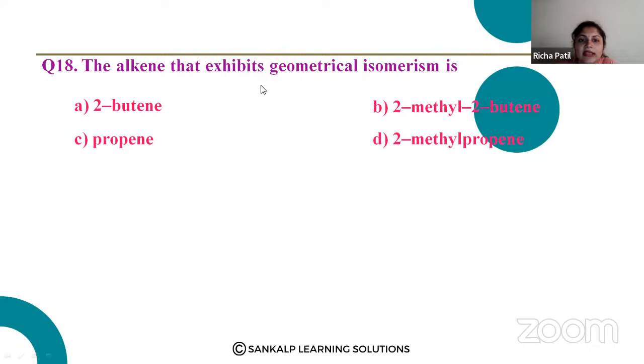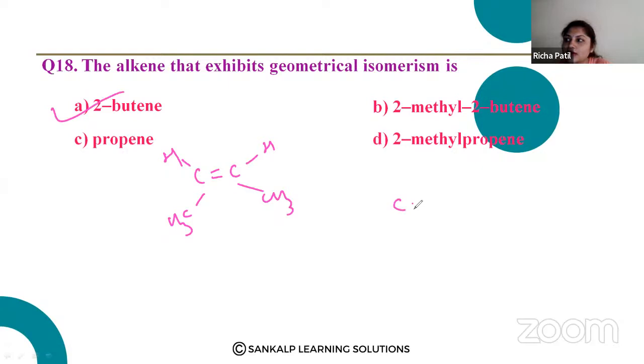Which is the alkene that will exhibit geometrical isomerism? A, right? The answer is 2-butene. On the same side, it is cis; on the opposite side, it is trans. So this is geometrical isomerism.